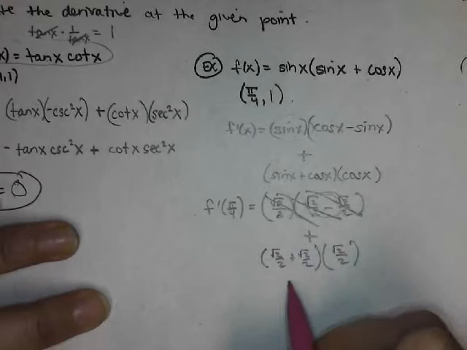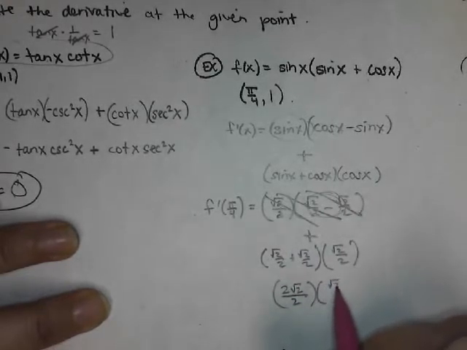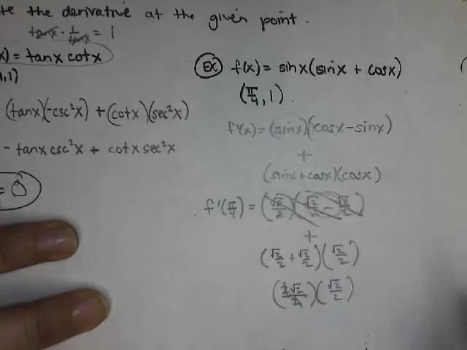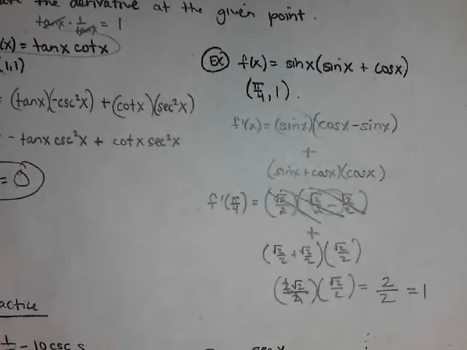And then I just have 2 root 2's over 2 times root 2 over 2. And that's just going to be root 2 times root 2 up top over 2 on the bottom, which is 1. So apparently the slope at pi over 4 is 1.